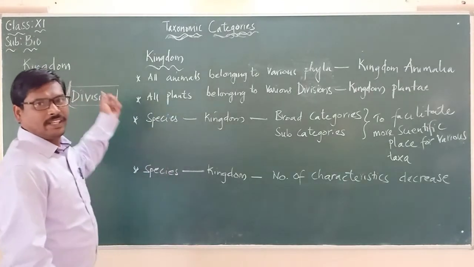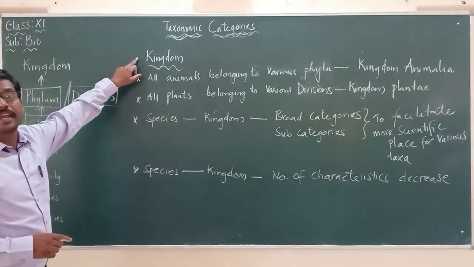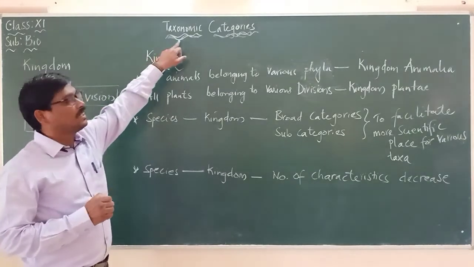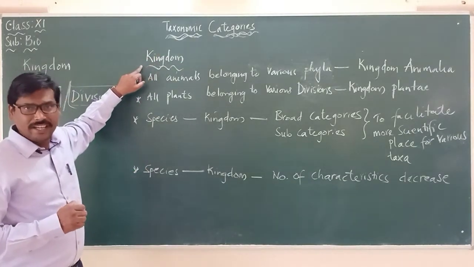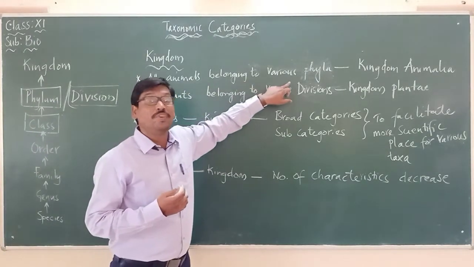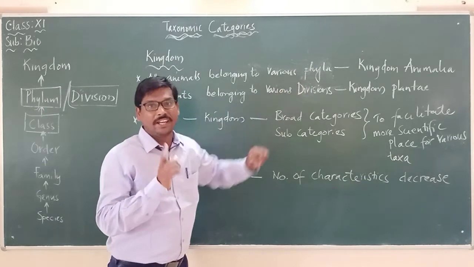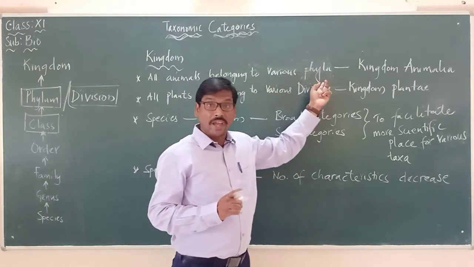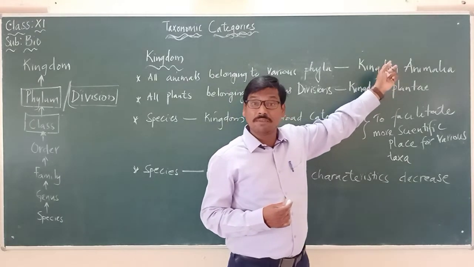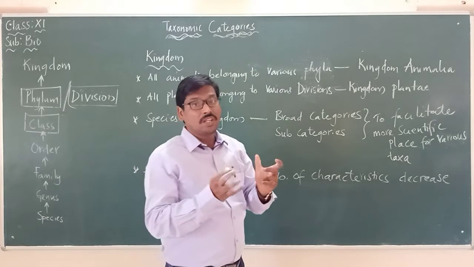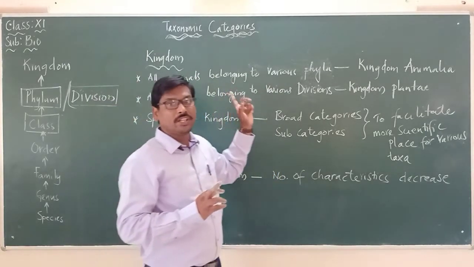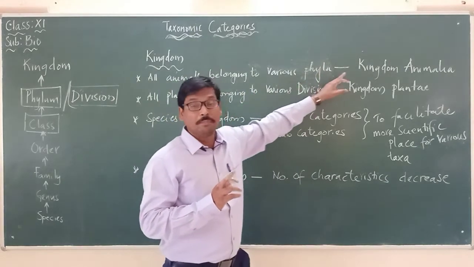The next category, and the last category that we are going to discuss under the taxonomic categories, is kingdom. What does it consist of? All animals belonging to various phyla form one kingdom, called kingdom Animalia. Please remember that all animals belonging to various phyla come under kingdom Animalia.